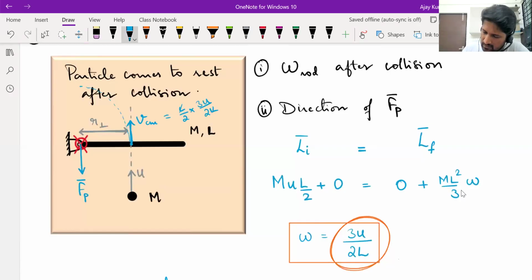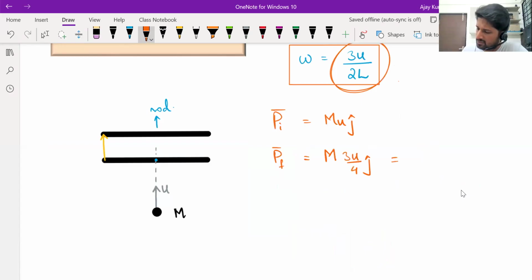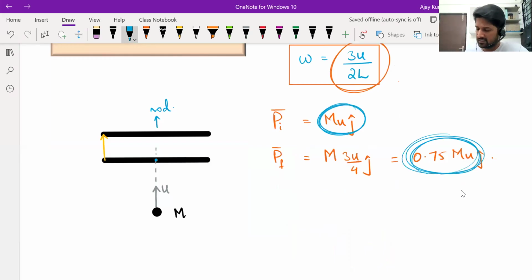Cancel this. So 3u by 4 is the speed of center of mass just after collision, and that's in the j cap direction. So final momentum is the momentum of the rod, mass of the rod into velocity of the rod, 3u by 4 j cap. So 3 by 4 is 0.75 mu. Initial momentum of this system before collision was mu j cap. Just after collision, it is 0.75 mu j cap, meaning it has decreased by 0.25 mu.